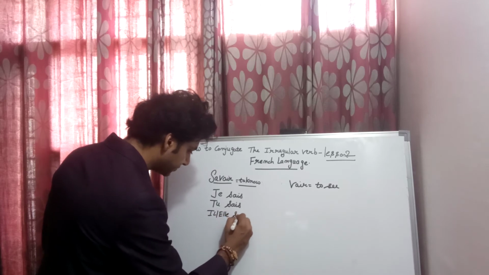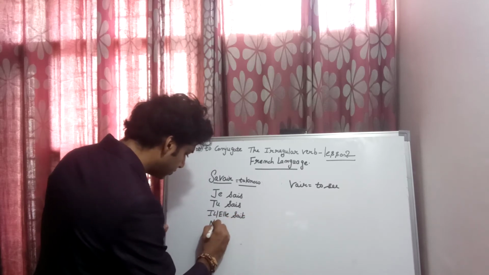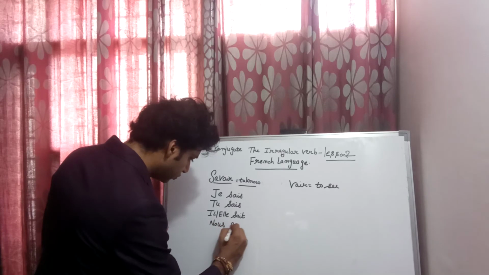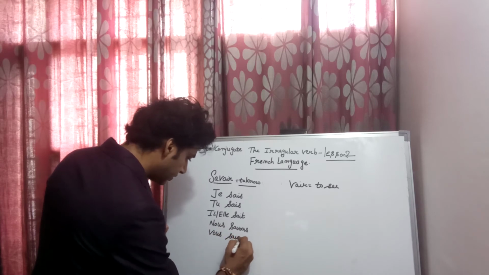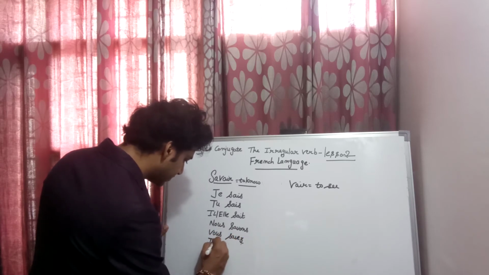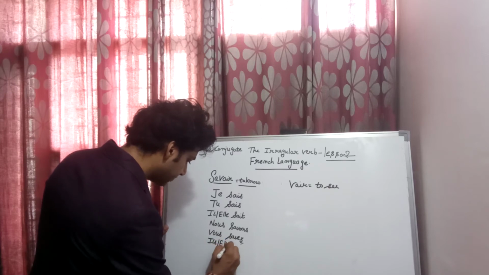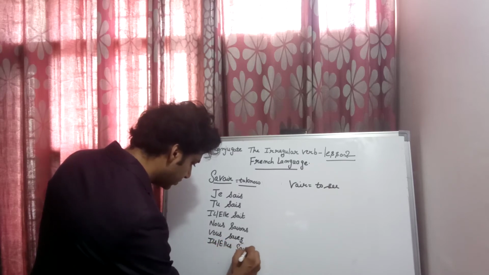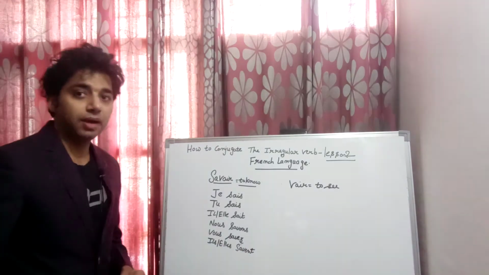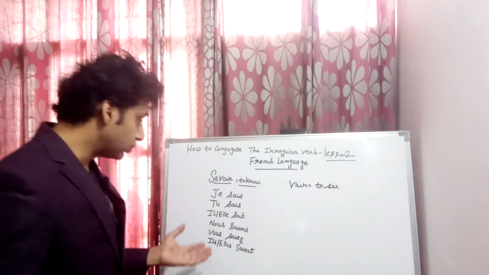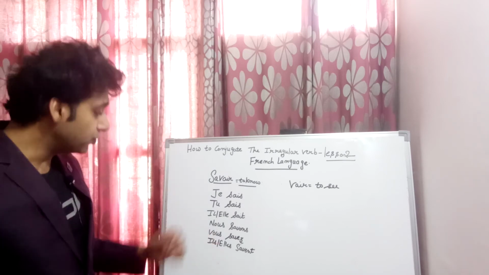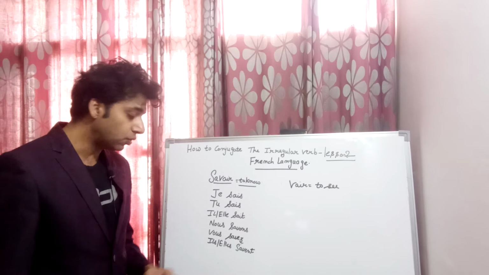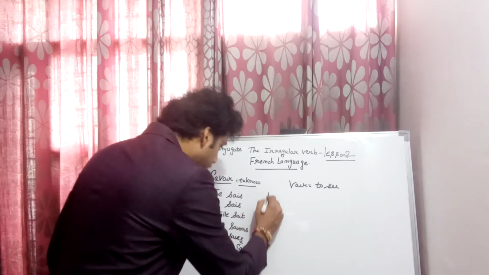Il, elle sait, nous savons, vous savez, répétez après moi. Et ils, elles savent, c'est clair? Ils, elles savent. Répétez après moi. Je sais is I know. Tu sais is you know. Il, elle sait is he, she knows. Nous savons is we know. Vous savez is you know. And ils, elles savent. It is very important to understand.